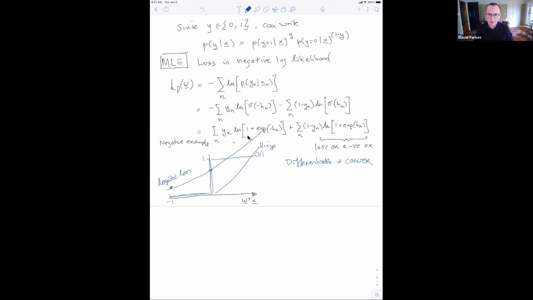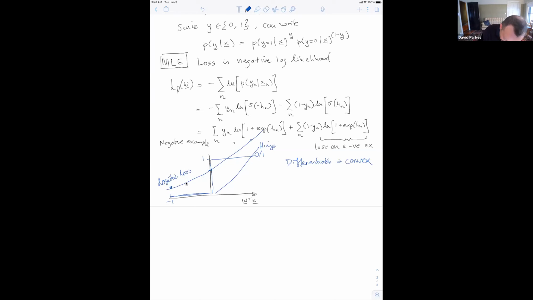So that's good. That means we can use gradient descent methods to minimize this loss, which would be fitting the parameters of our model. And you also notice that unlike the hinge function, it still penalizes our predictions as we get closer to the decision boundary.